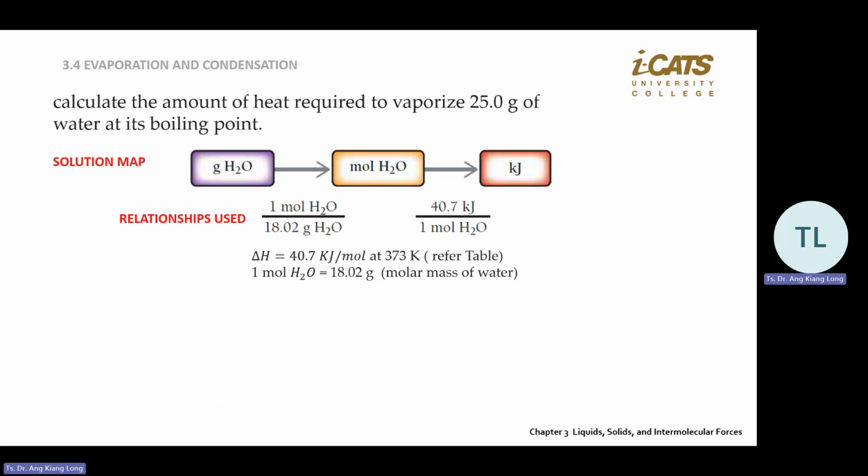So from the table, it's 40.7 kilojoule per mole at 373, because the question here is boiling point. There are 2 columns in the table. One is boiling point, one is 25 degrees C. You need to look at the boiling point column. So for water it is kilojoule over mole. So 1 mole you get 18.2 gram. This one you calculate from the periodic table.